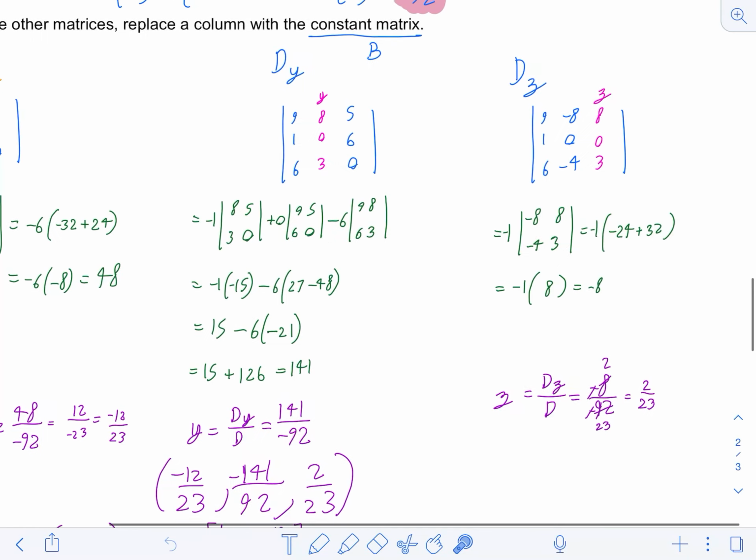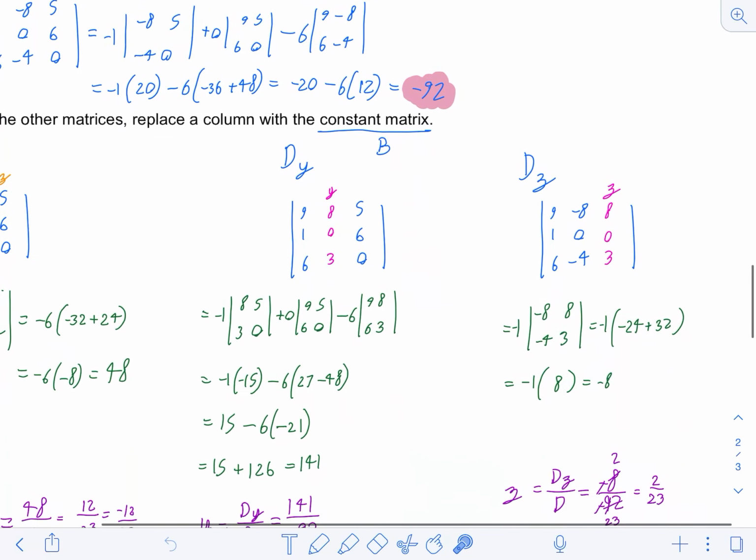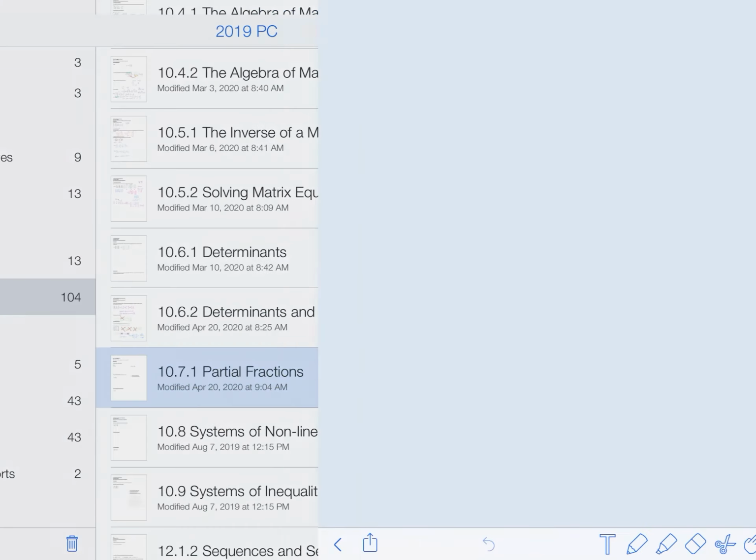You do that to column B. You replace the column for the y values with the matrix B, and then the column for the z values. Each time you do that, you'll end up with very specific values, and those turn out to be our x, our y, and our z solutions. So that's what we did before the break started, as a quick reminder.